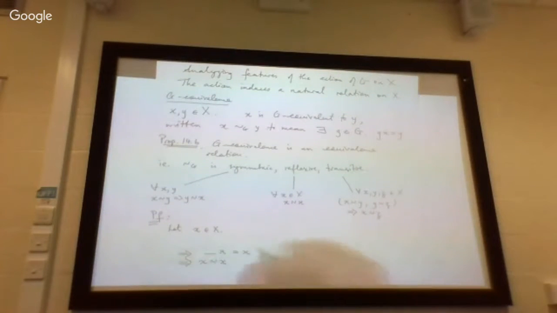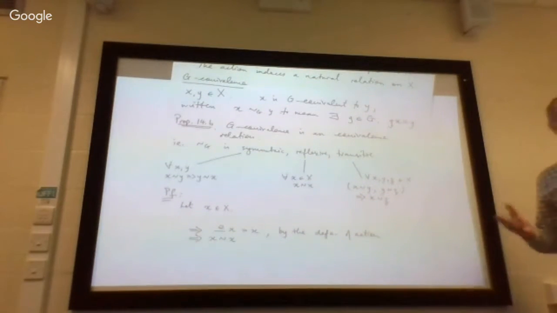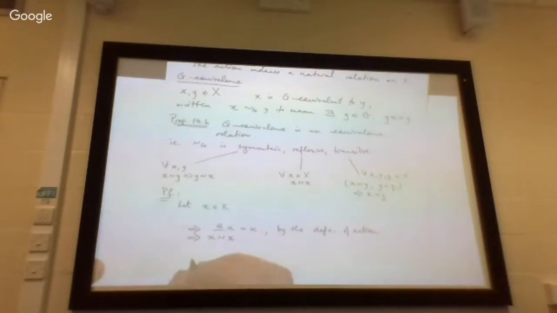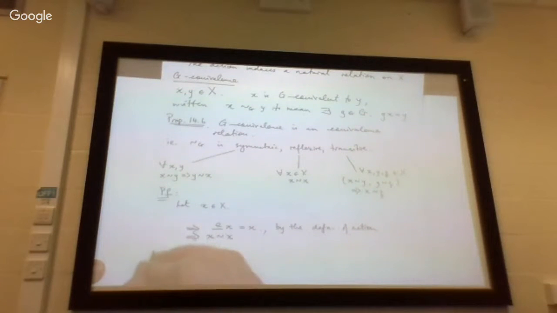Okay. So if any x is in X, that implies e applied to x, e times x, is equal to x. That's just by the definition of action, left action, property 1. So that means it's reflexive. Yeah, that's good. Symmetry then would normally be the other one. So we would assume we've got x is equivalent to y.